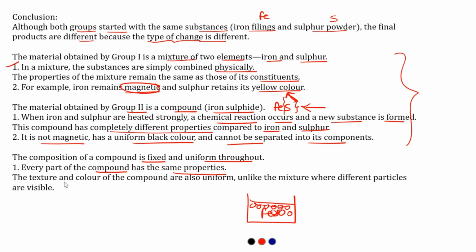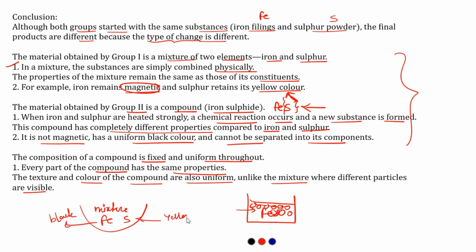The texture and color of the compound are also uniform, unlike the mixtures where different particles are visible. So in compounds, texture, color, everything will be uniform, but in a mixture, because these components will not get mixed, iron will show a different color, that is black, sulfur will show a different color, that is yellow, and the texture will also be different. So this was the final conclusion based on that activity. I hope you'll understand the explanation of this. Now I'm going to move to the next.